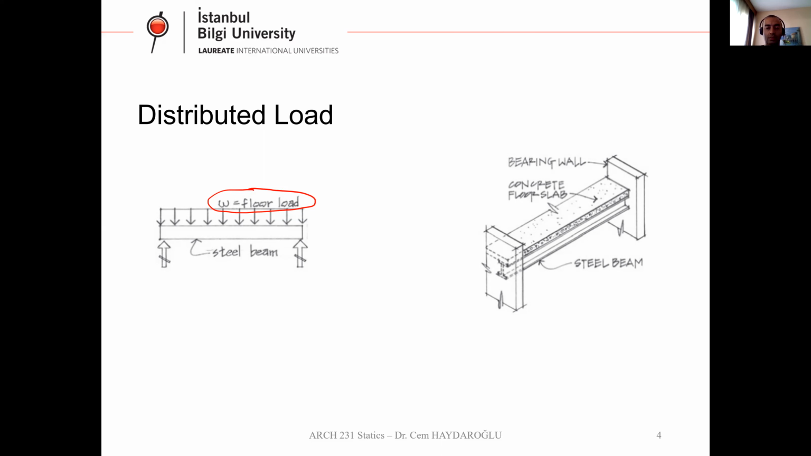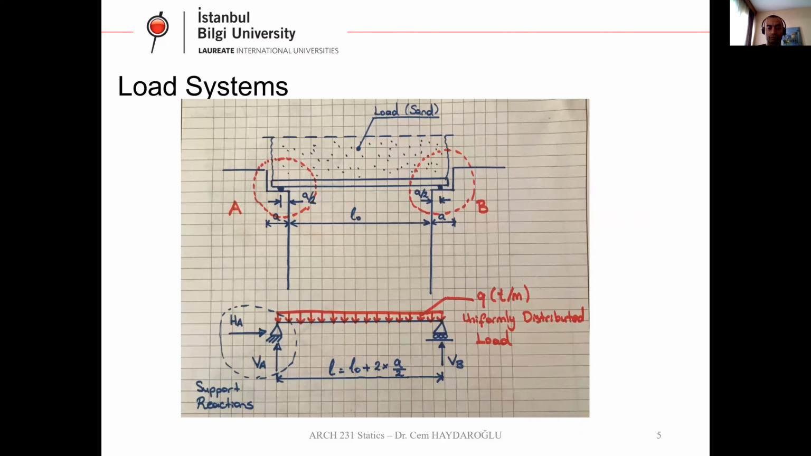Concentrated load, distributed load. Did you get the point, the differences between concentrated and distributed load so far? Any question about this or any comment? Okay. I will show you different types of distributed loads. But firstly, let's have a look at the load system.